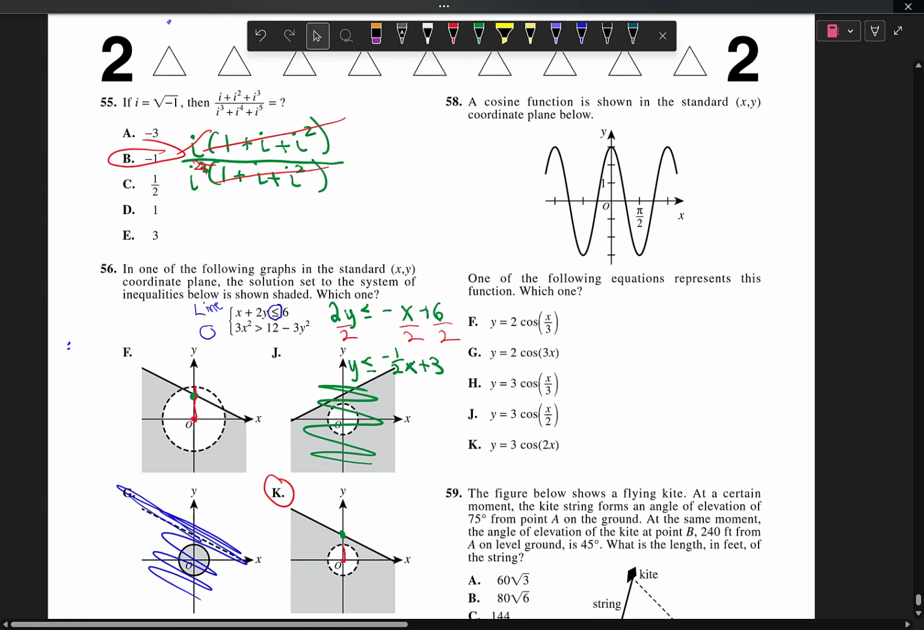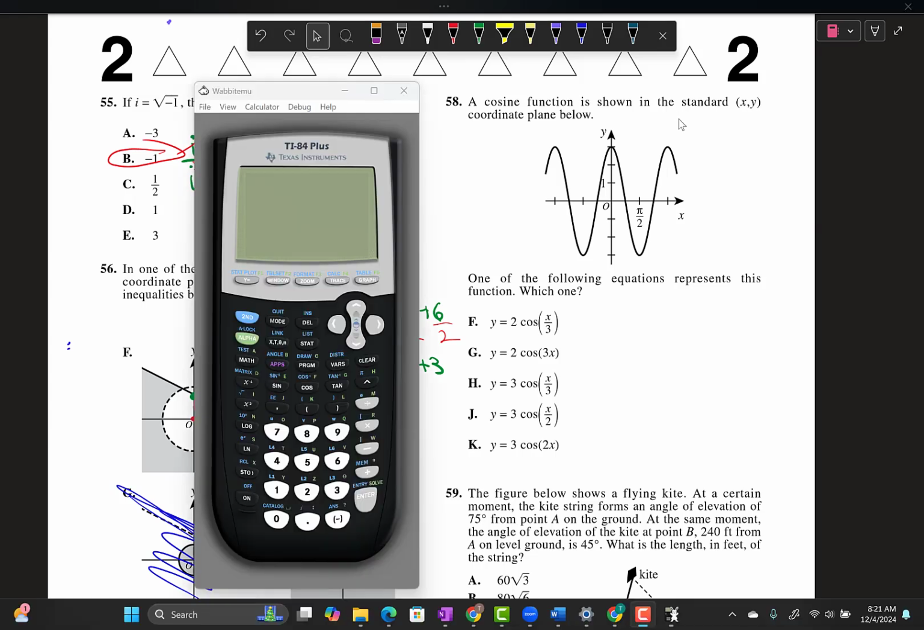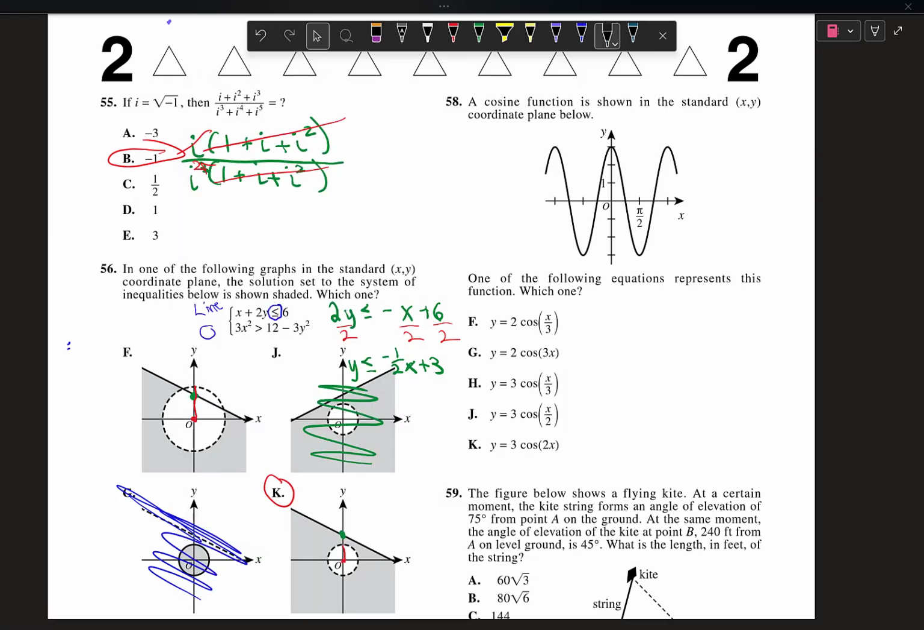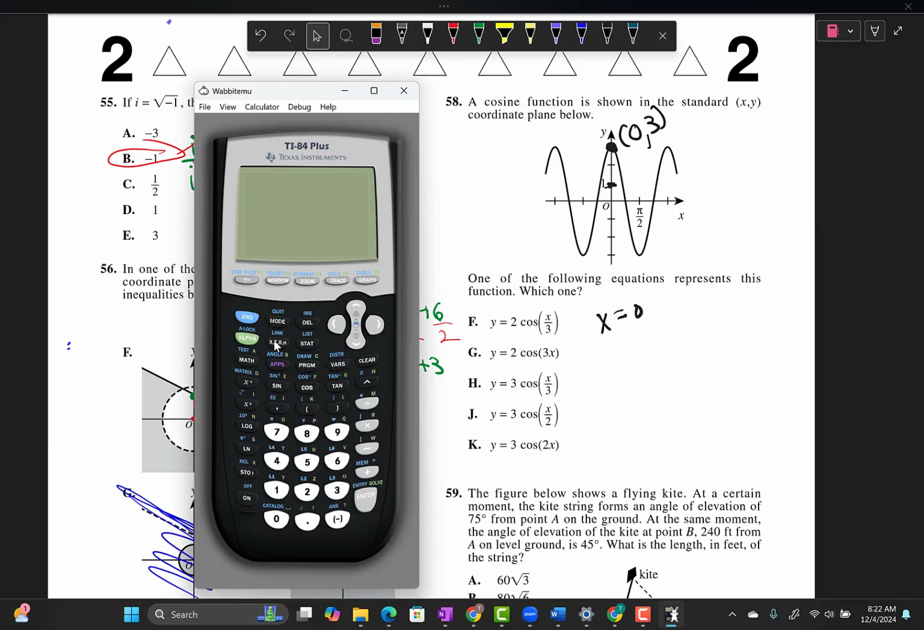All right, 58. A cosine function is shown in the standard coordinate plane below. When I see this problem, I'm obviously going to need my graphing calculator. You could graph this in the calculator and match it up from that screen, but it's a little tricky. I'll focus on this point here because that's a clear point, and if this is 1 just below it, then this point is the point (0, 3). So I'm going to sub in x equals 0 for all these answer choices and see which one gives me positive 3 as a result. Make sure we go to mode and select degree mode before we do this.